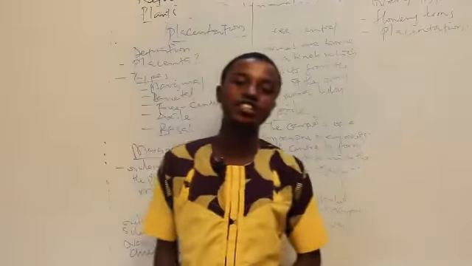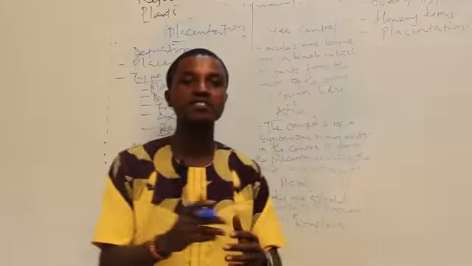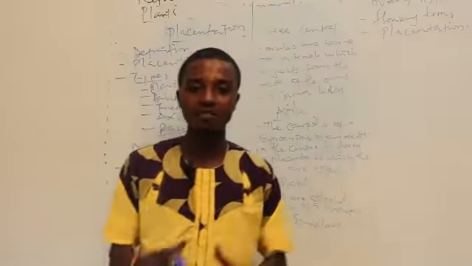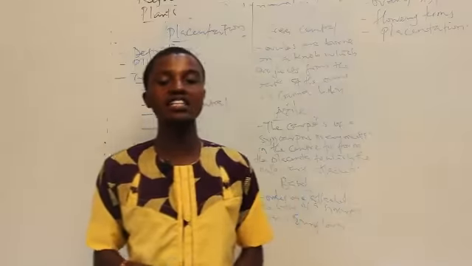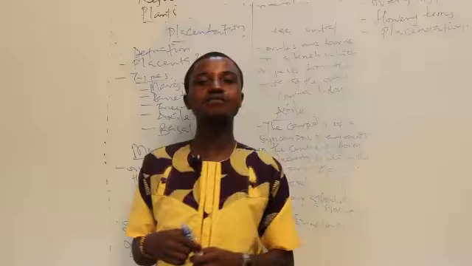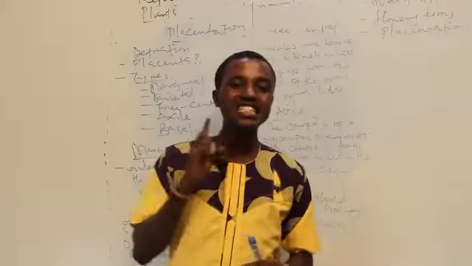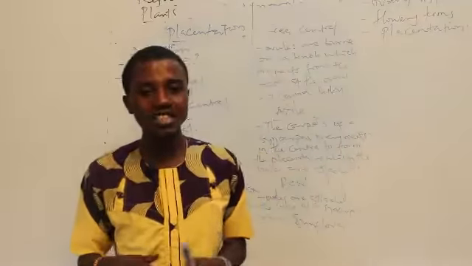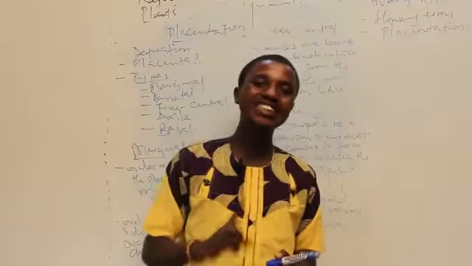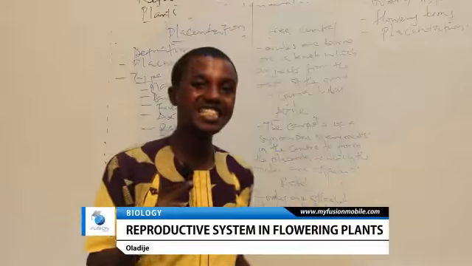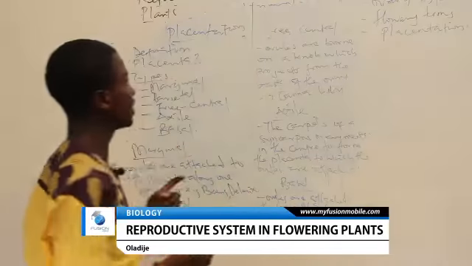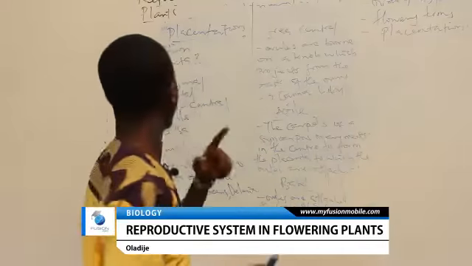Now we've got placentation in animals, in humans, and we also have placentation in plants. What is placentation? In plants, strictly speaking, placentation is the arrangement of ovules within the ovary.